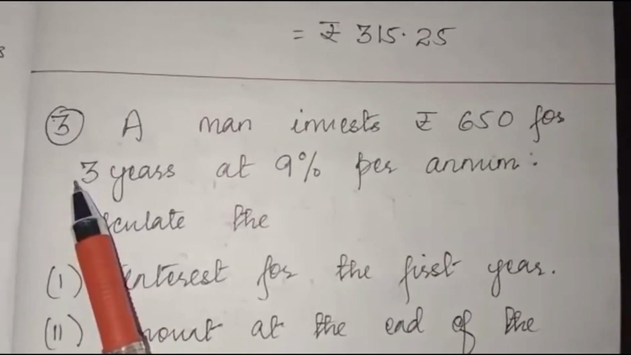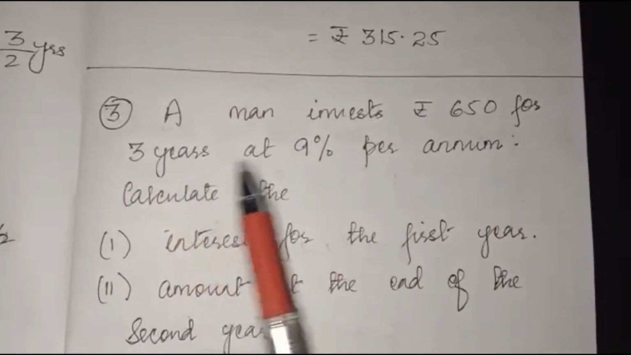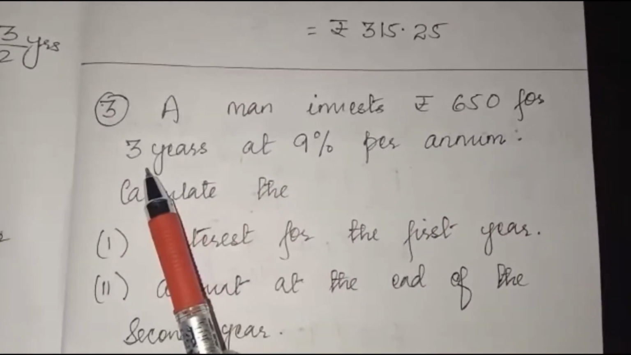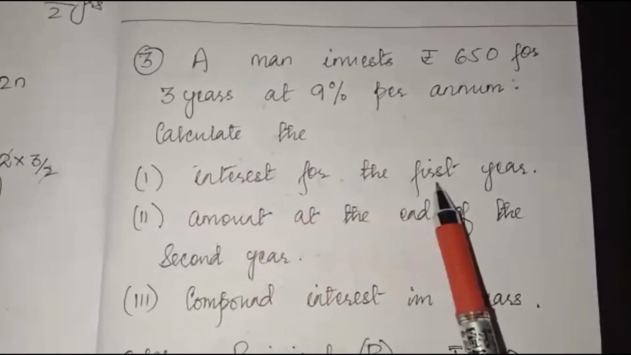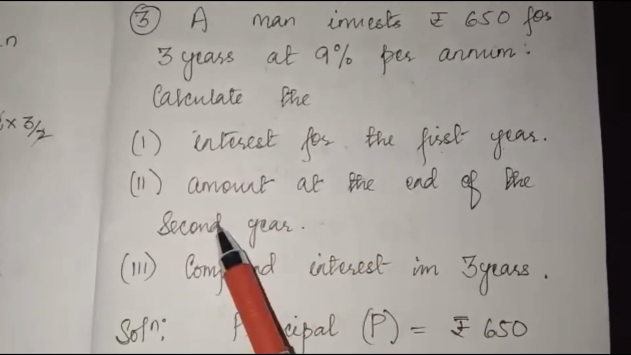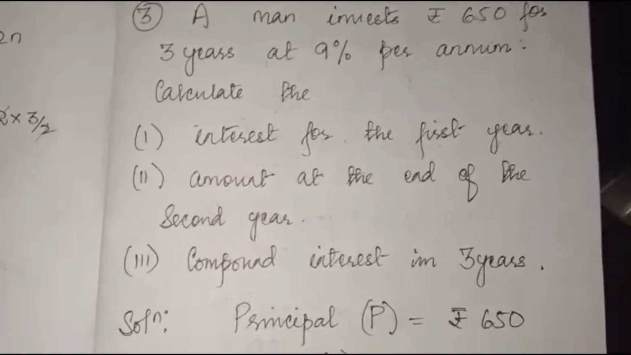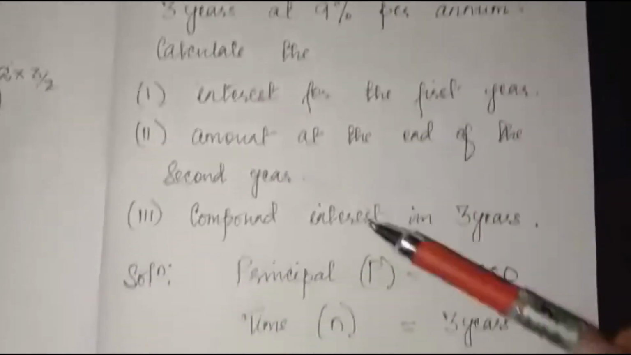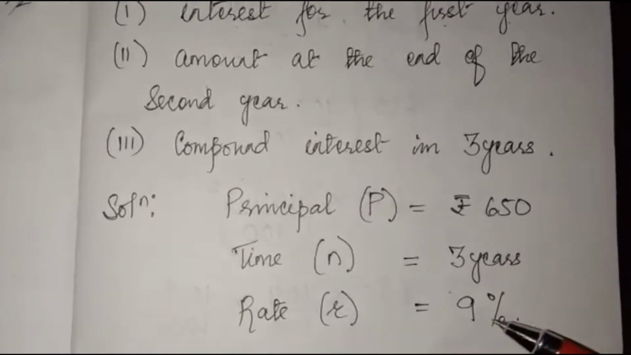Now question number 3. A man invests rupees 650 for 3 years at 9% per annum. So this is principal, this is time, this is rate. The first question is you have to find interest for the first year. Second is amount at the end of the second year. Third, compound interest in 3 years. So here we have 3 questions. Before solving questions, we'll write all the givens. Principal is given 650, time n is given 3 years, rate R is given 9%.